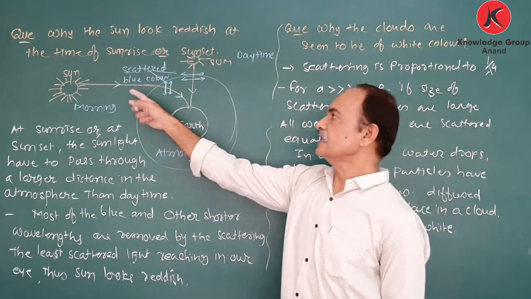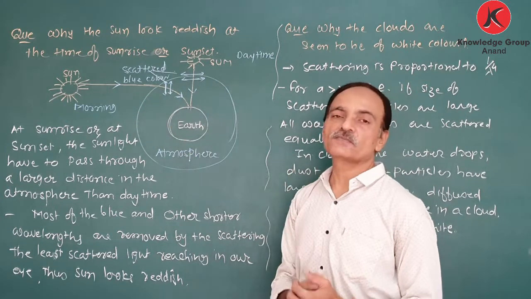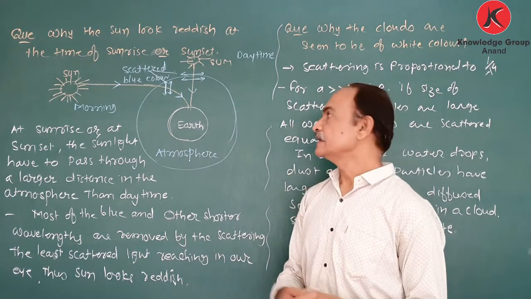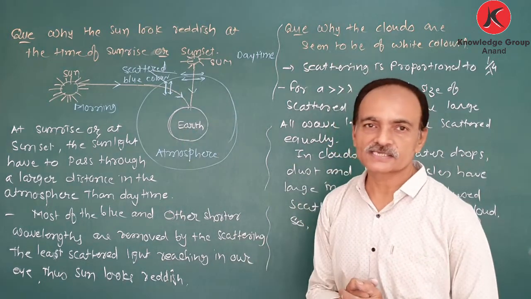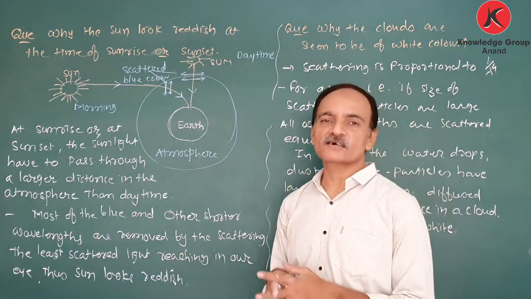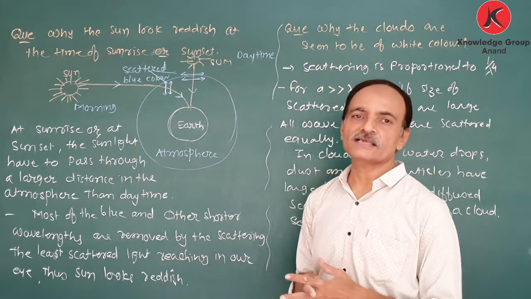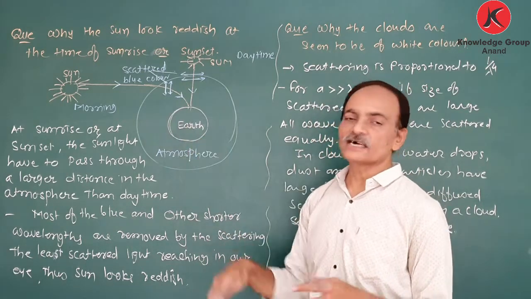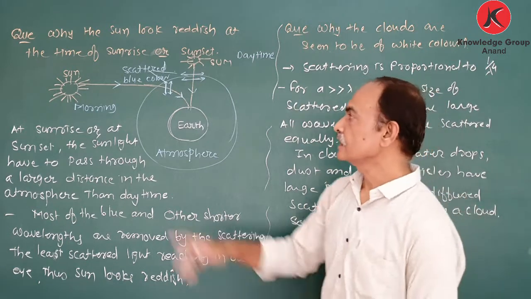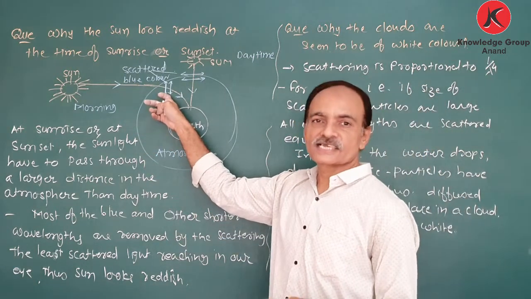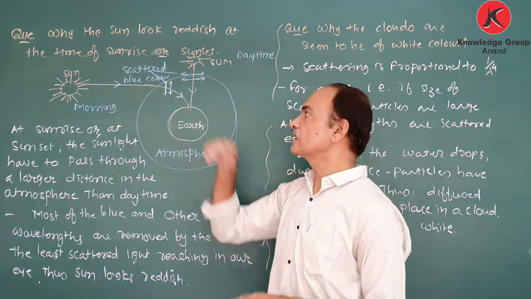Now, when the sunlight enters the atmosphere of the earth, dust particles and water particles are present in the atmosphere and the scattering phenomenon occurs. We already know that sunlight includes the wavelengths of all colors: blue, violet, red. So this sunlight is scattered by the particles of the atmosphere.